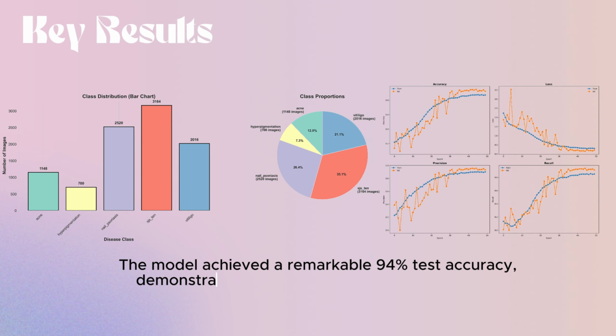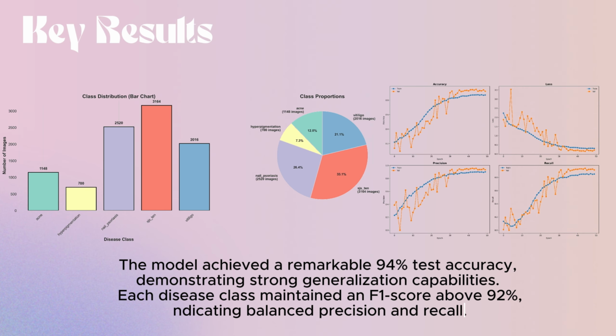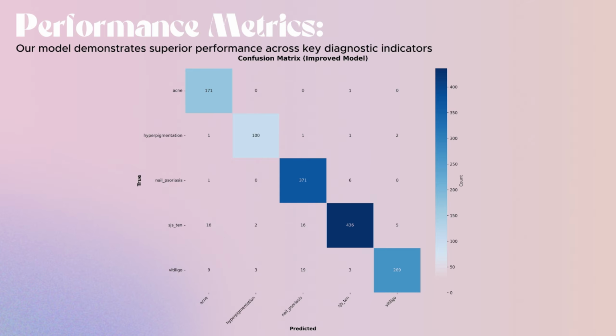Now let's talk about our project's key result. Our final model achieved a strong result. We reached 94% test accuracy, which is a huge improvement from our baseline. This shows that fine-tuning the model and applying class-weighted training really helped the system understand subtle differences between the 5 skin diseases. Let's dive into performance metrics.